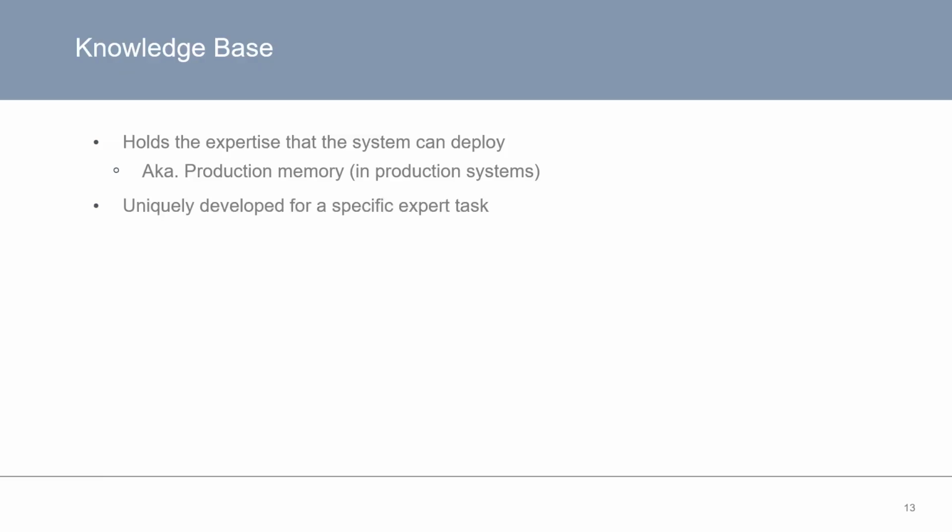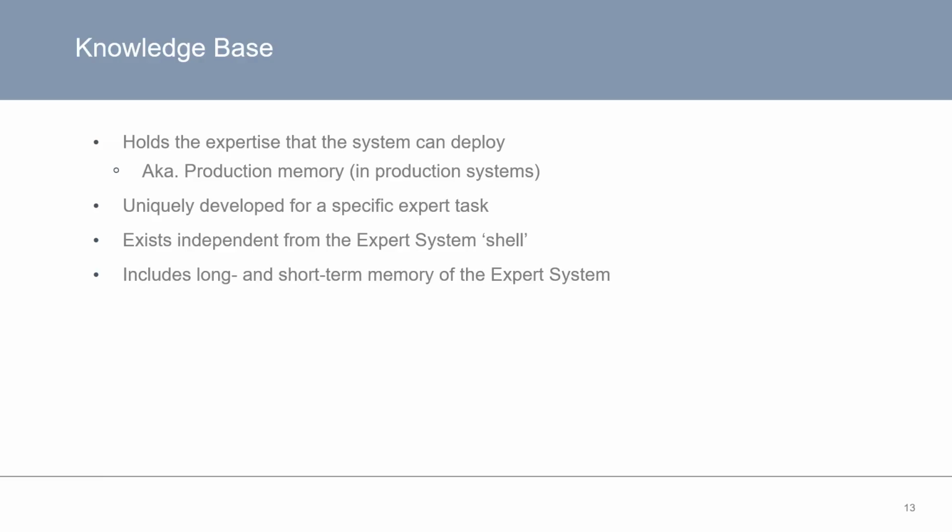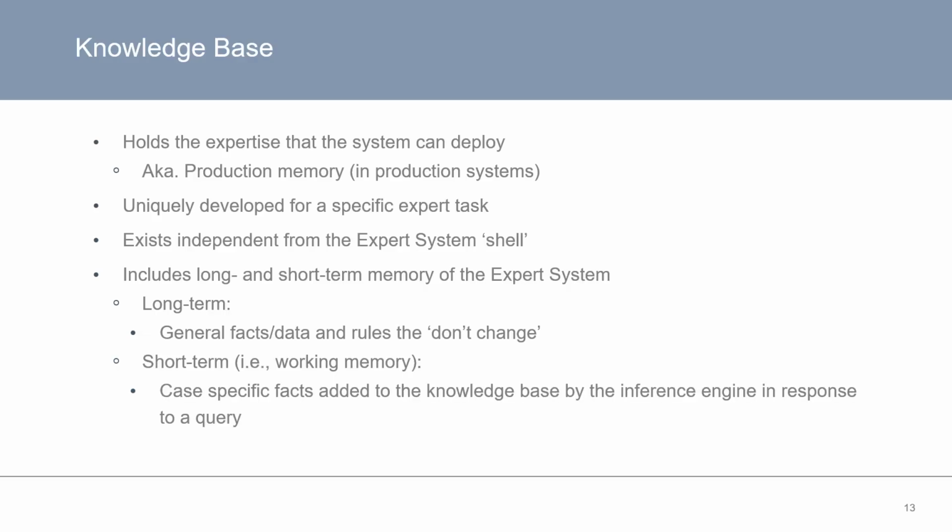A knowledge base is usually developed for a specific expert task, and this knowledge base exists independently from the rest of the expert system shell. You can think of the knowledge base as including both the long and short-term memory of the expert system, where the long-term memory generally includes facts, data, and rules that don't change through the course of running the expert system, and the short-term memory can be thought of as the working memory.